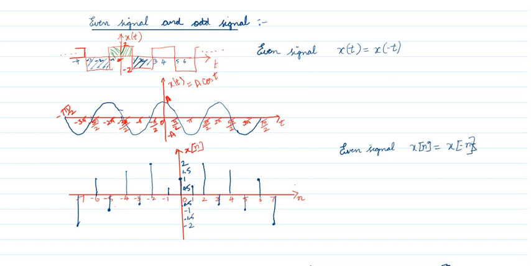For a discrete time case, it is the same. Instead of t, we will be using n. And remember, n should be an integer. Integer is nothing but 0, minus 1, minus 2, or 0, 1, 2, 3 up to infinity. It should be an integer.